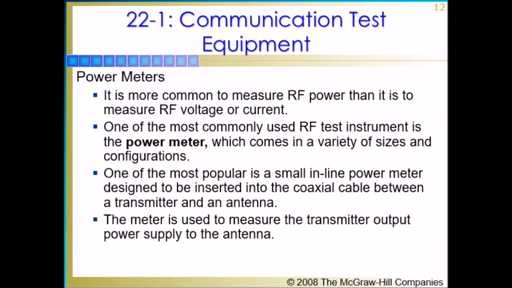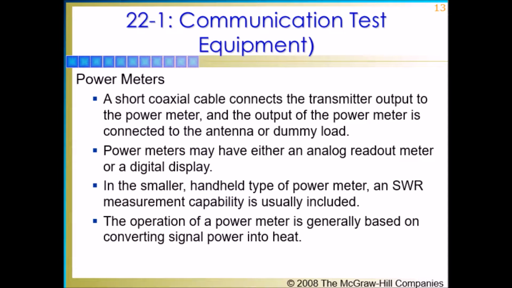One of the most commonly used RF test instruments is the power meter. Power meters come in a variety of sizes and configurations. One of the most popular is a small inline power meter designed to be inserted in the coaxial cable between a transmitter and an antenna. The meter is used to measure the transmitter output power supplied to the antenna. A short coaxial cable connects the transmitter output to the power meter, and the output of the power meter is connected to the antenna or dummy load.